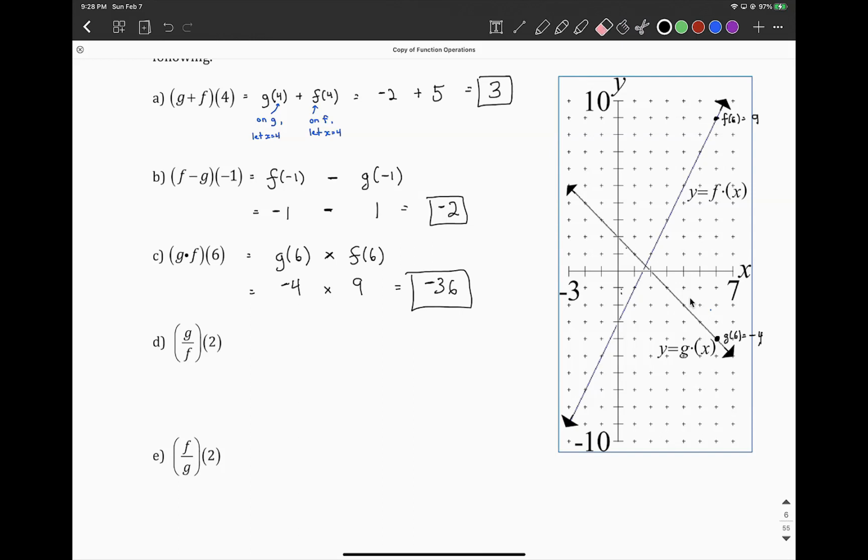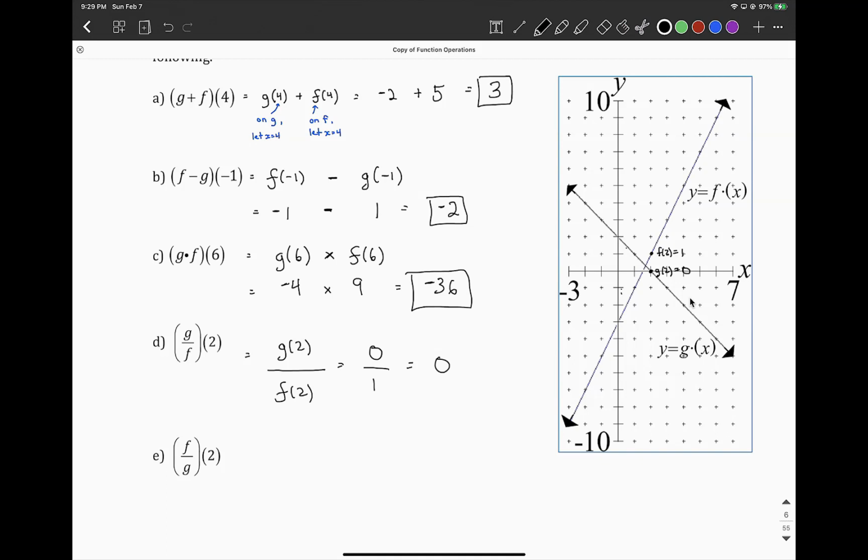Okay, we've got a division to do next. They want us to first find g of 2 and divide that by f of 2. G of 2 is equal to 0. 0 on the top of a fraction is okay. F of 2 is going to give me 1. And 0 divided by 1 is 0. If that 0 ended up on the bottom, we would have been in trouble. We don't ever want 0 on the bottom of a fraction.